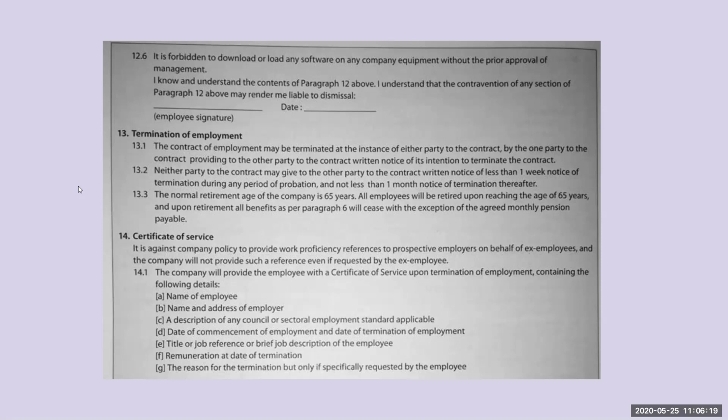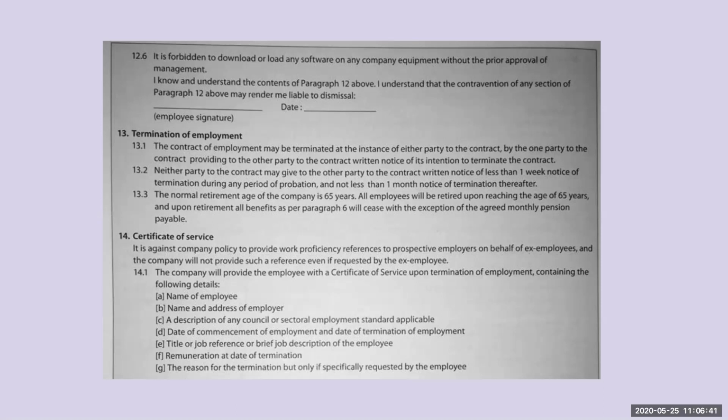All employees will be retired upon reaching the age of 65 years, and upon retirement, all benefits as per paragraph 6 will cease with the exception of the agreed monthly pension payable. So guys, this is actually paragraph 5 where they talk about the remuneration. All right. Certificate of service.